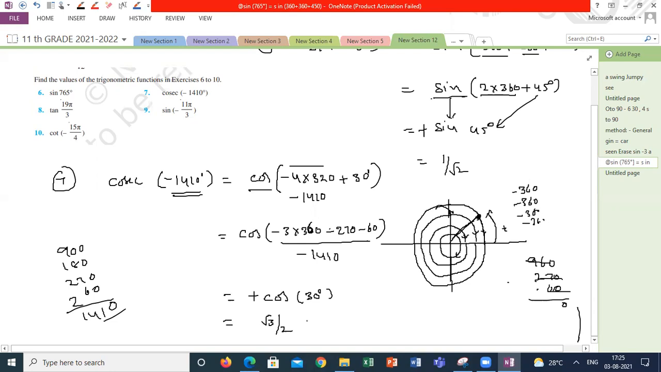Is it clear, guys, what I'm saying? If I am writing like this, I have to write like this: cos of minus 270 minus 60. Minus 270 minus 60 means minus of 270 plus 60, which is lying in the anti-clockwise direction. It is in the first quadrant, and instead of cos I have to write sine. Sine 60 is root 3 by 2. Anything is the same. Is it clear what I'm saying?